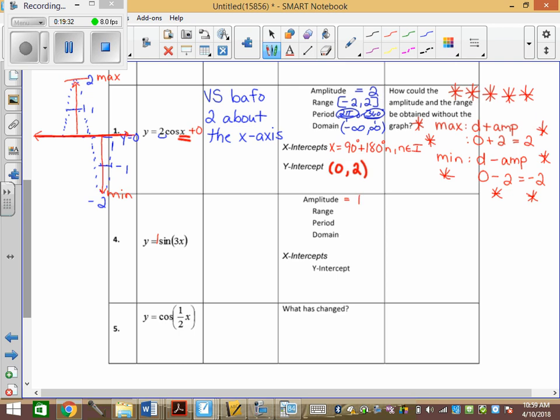What's our range? Yeah. So I'm going to go max. What's my d value? 0, right? So my maximum is going to be 0 plus 1, which is 1. And my minimum is 0 minus 1, which is -1. Why did they say it 1 and -1 and the last one didn't? What's the difference between this equation and the last one? This one doesn't have a vertical stretch. It has not been pulled up anymore, right? It's negative 1 to 1.